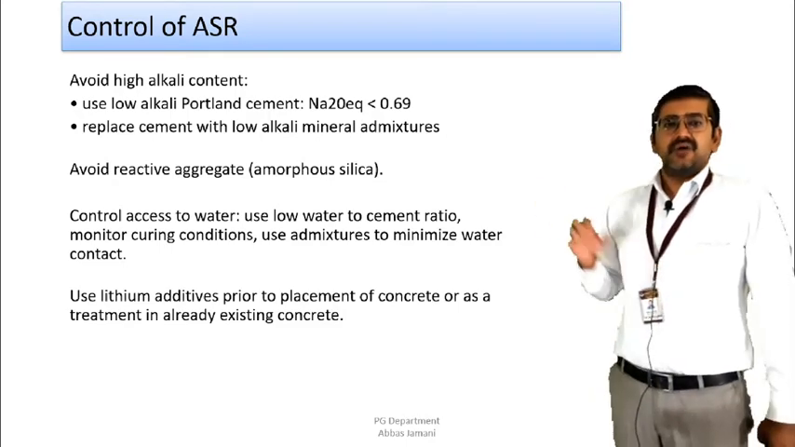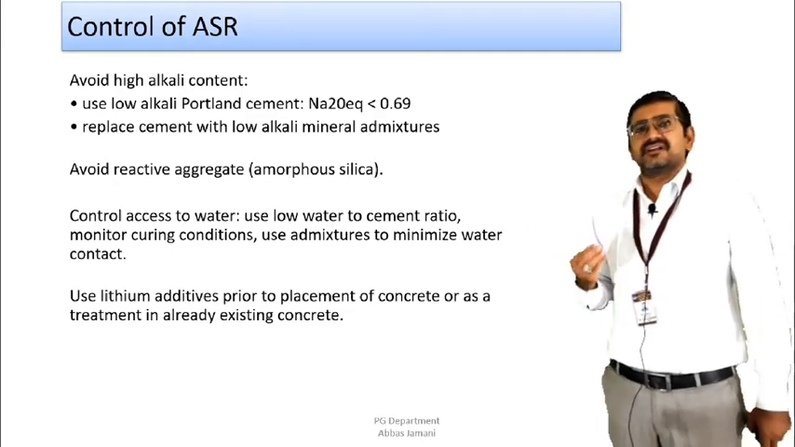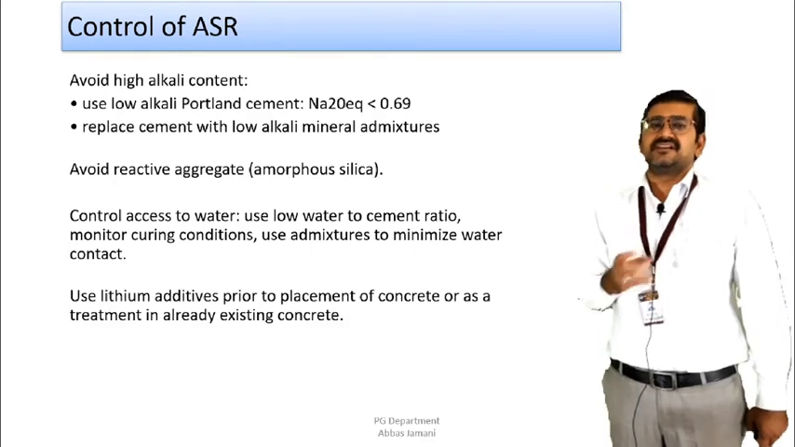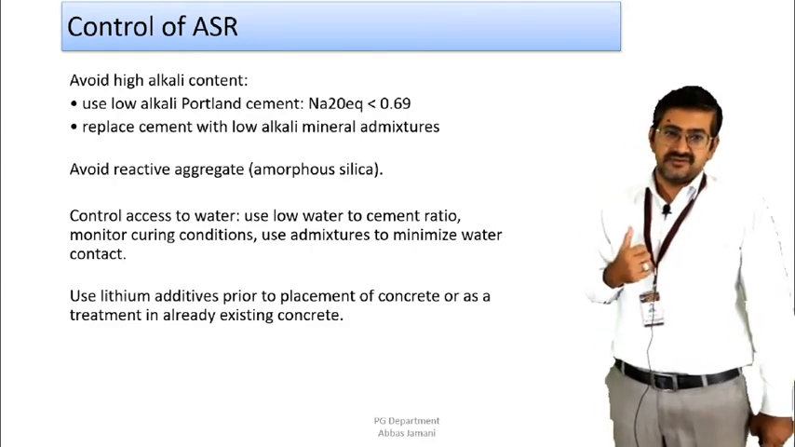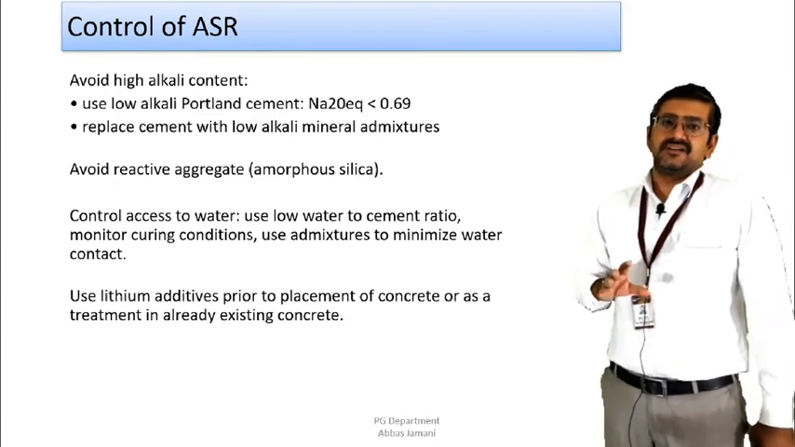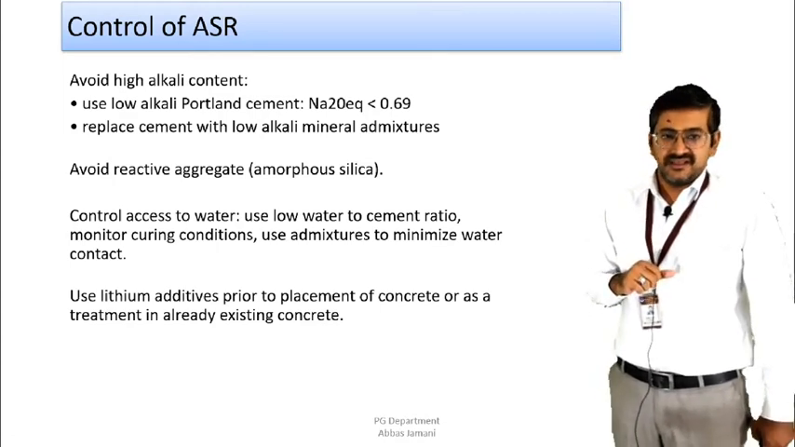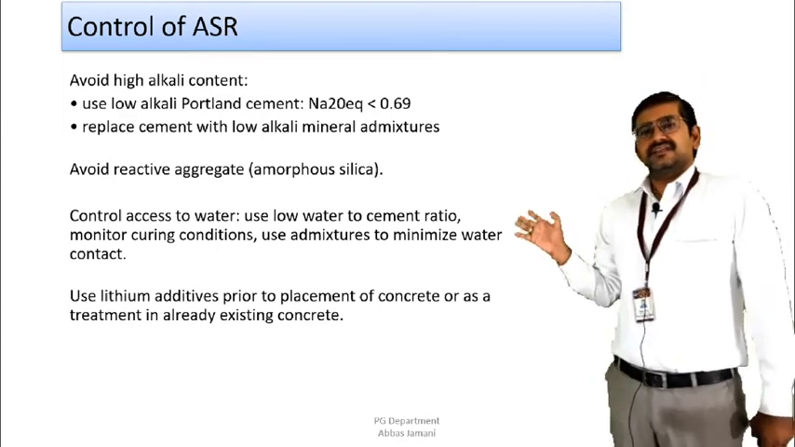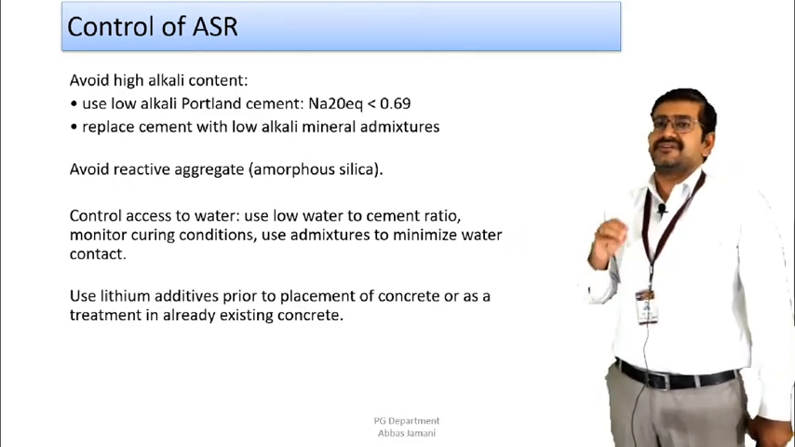The same thing is mentioned over here also, that is, avoid high alkali content. How can alkali content be avoided? You need to make sure that the percentage of alkali present in the cement you are using is not beyond the permissible value mentioned by the IS, right? If you select that type of cement, then automatically you are taking the necessary precaution at the very initial stage. The other major source of alkali silica reaction is the use of reactive aggregate.